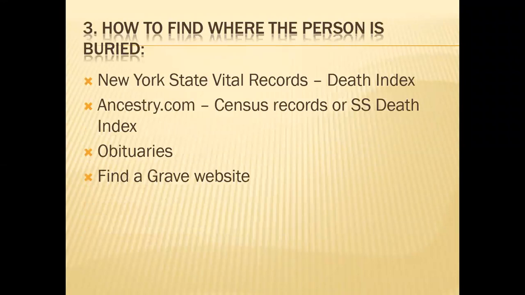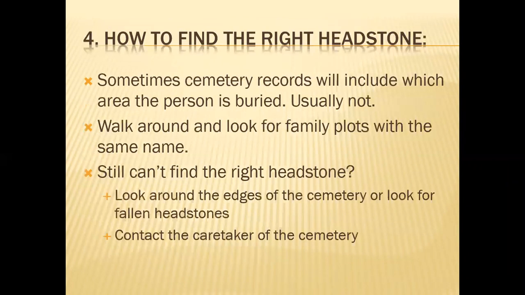Now, first, how do you find where the person is buried? Well, first, New York State Vital Records, the death index, will tell you where the person died, what town or village, not necessarily where they were buried, where they died. Ancestry.com, the census records, and the death index will also tell you where the person died. To find out exactly which cemetery, you can use obituaries or the Find a Grave website, and that will tell you which cemetery the person is buried in.